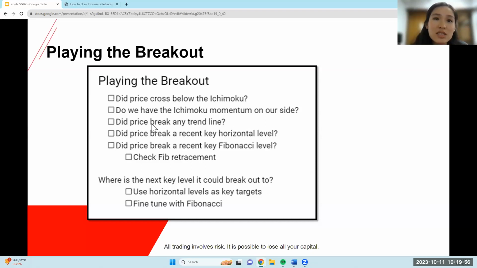Basically, these three breakouts suggest that there is a change in trend. Okay, and then where is the next key level it could go to? Same thing over here, we are looking for confluence areas as well.